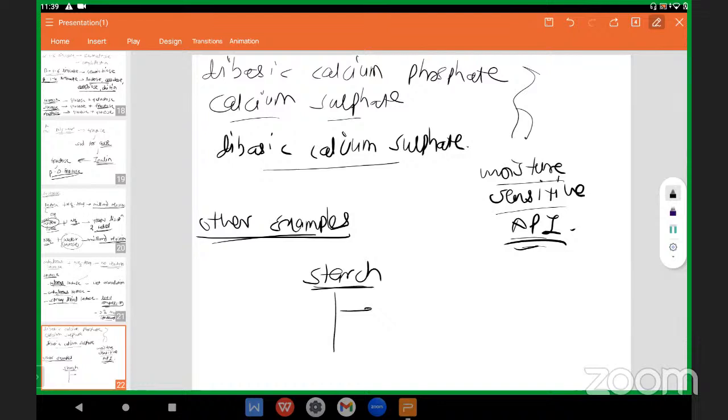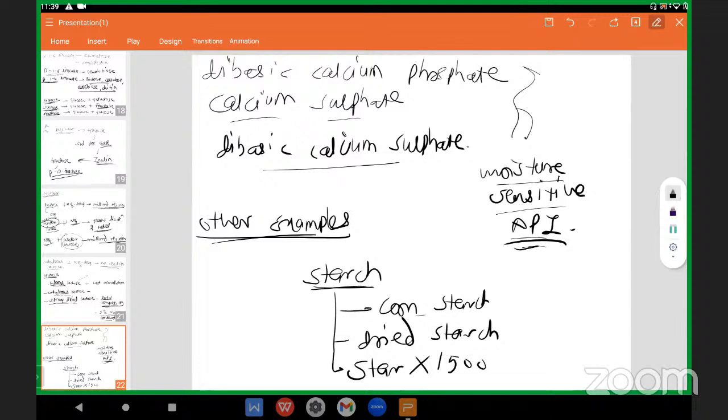How many categories are you aware of the starch? First one is cornstarch, right? Second one, have you heard about the dry starch? Dried starch. Or you can say, second example is Starx 1500. So write down the three categories that we are majorly using as a diluent in the starch category. The first one is cornstarch, second one dry starch, third one starch 1500. So a very important point regarding everyone: that is your moisture content of every component.